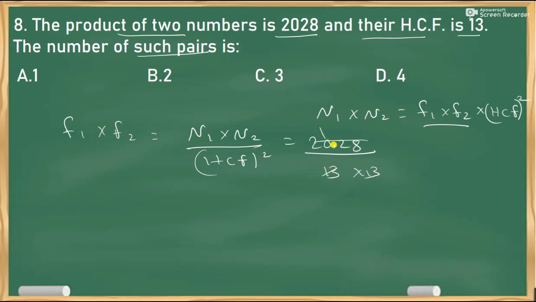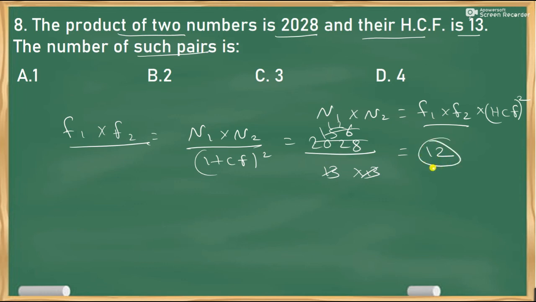Clear? So the product of two numbers is 2028 and the HCF is 13, so 13 square, 13 into 13. Now 13 ones are 13, 13 twos are 26, and so on. So the product of F1 F2 is 12.